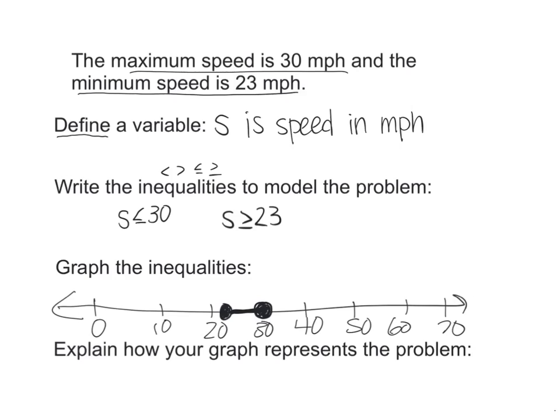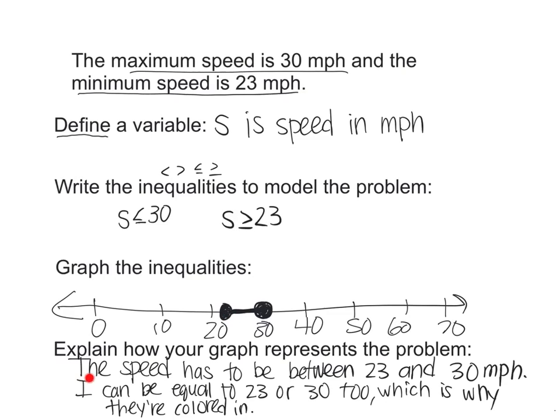Now in the next part, explain how your graph represents the problem. All you're going to do is explain why you made the choices you did. Why did you draw the dots here? Why did you color them in? Why did you draw the line here? You're going to explain it like this. The speed has to be between 23 and 30 miles per hour. Oops, typo here. It can be equal to 23 or 30, which is why they're colored in. So it's just a short description of the problem and how the graph represents the problem.